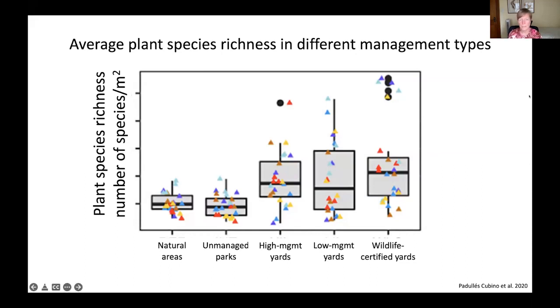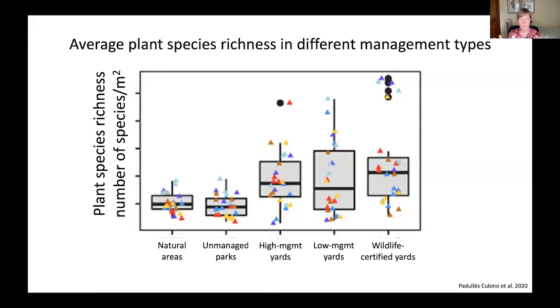But we don't see a big difference across our different yard management types. There's just a lot of variation within each management type, as you can see. And so we don't see that systematically our wildlife certified yards have markedly higher diversity per unit area.